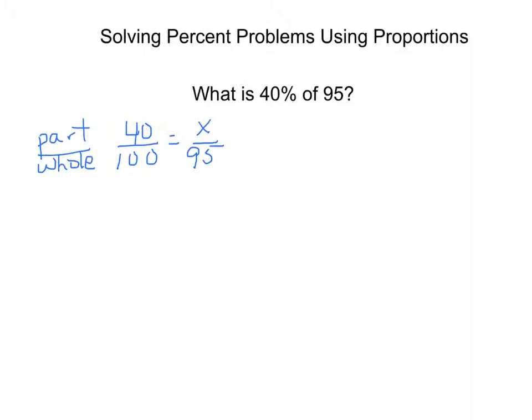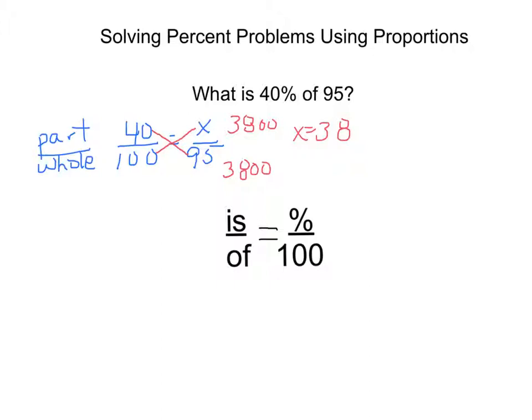If I wanted to go through and solve this now, I could certainly say 40 times 95, and I know that 40 times 95 is equal to 3,800. I just did that quick calculation. So 100 times x also has to equal 3,800. So in this particular case, x is equal to 38.